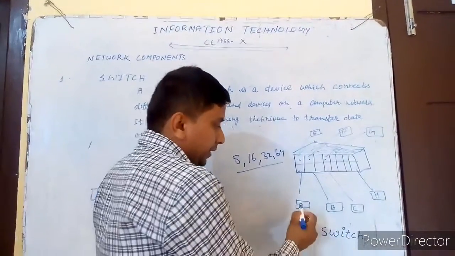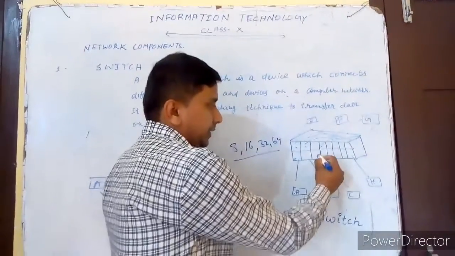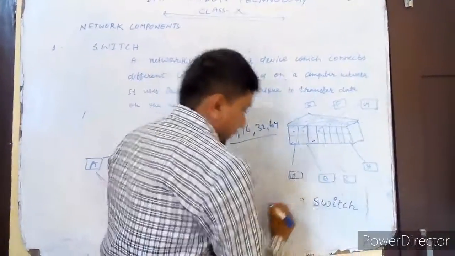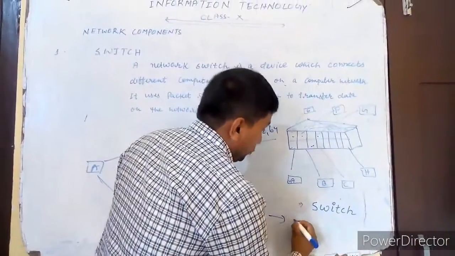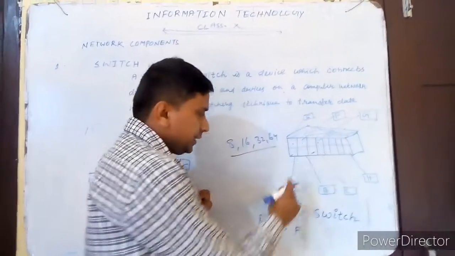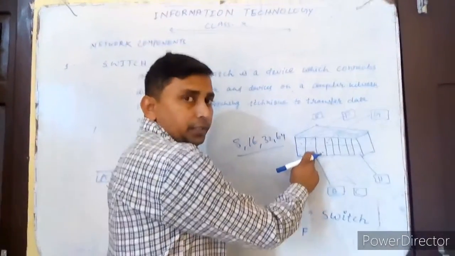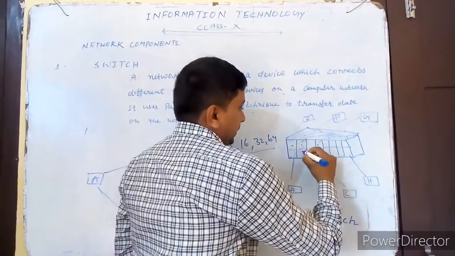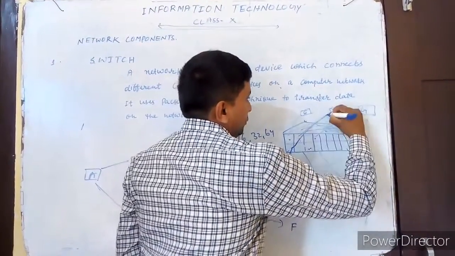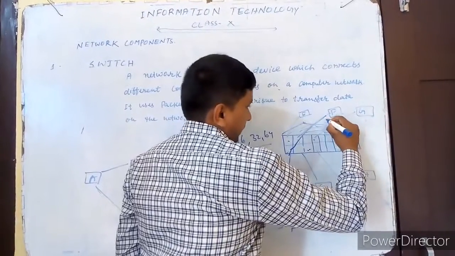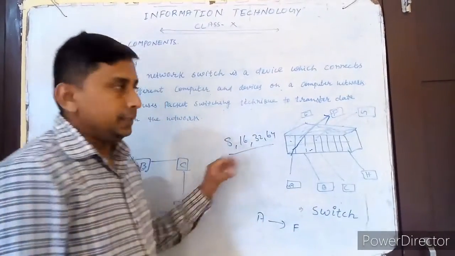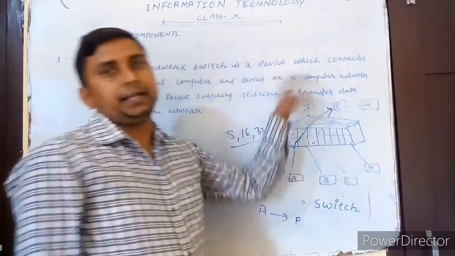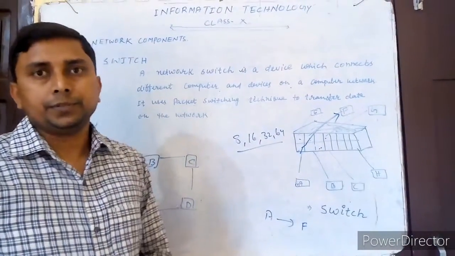Now suppose A has to send data to F. Then A will send the data to the switch, and the switch will send the data to F. So all are connected with the switch and then it works.